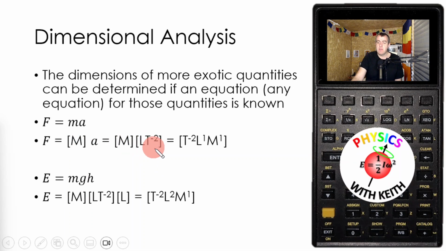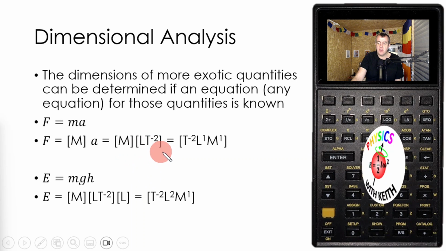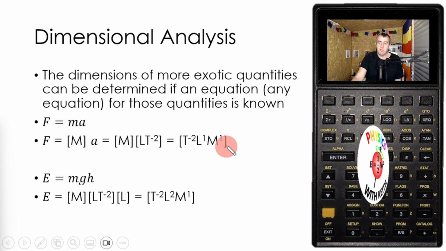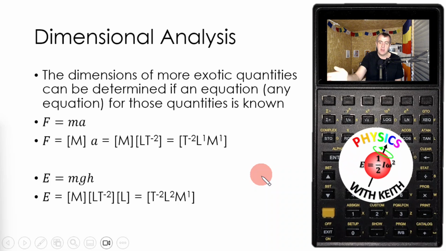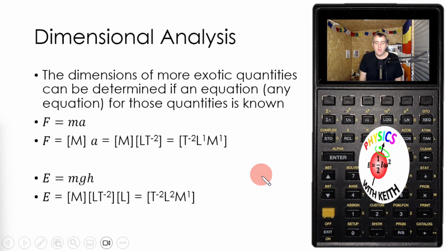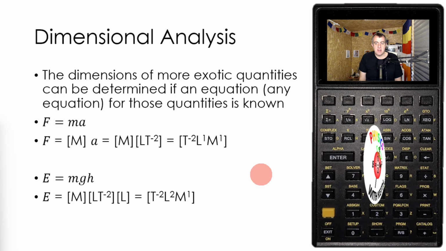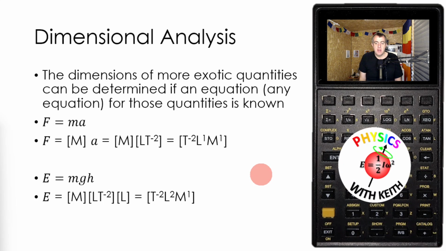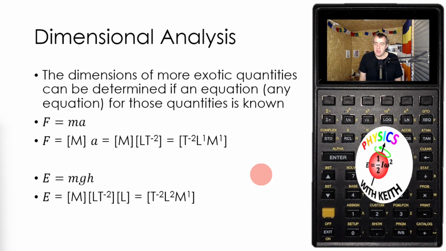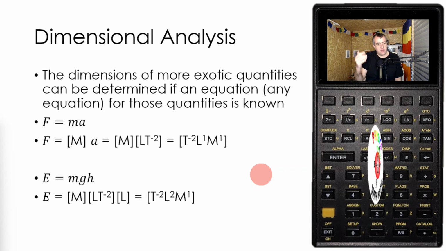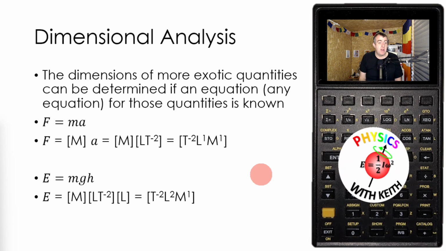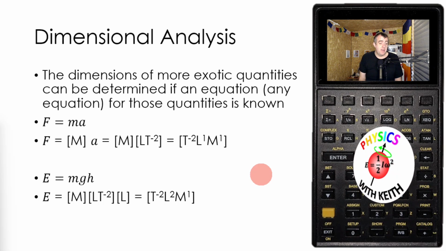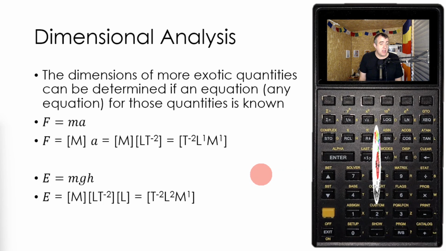So there's our dimension, and we can put these together in the order TLM. I'm not going to bother writing all the other dimensions. That is the dimension of force. T to the minus 2, L to the 1, M to the 1. Nice and easy. Do the same thing for energy. Pick any equation for energy. Well, we could pick half mv squared. We could pick mgh. It doesn't matter.